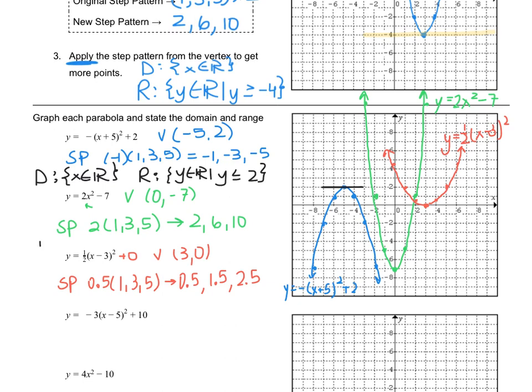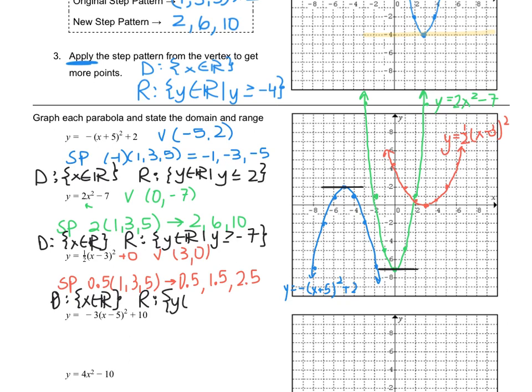For the green one, the domain is also x is an element of all real numbers. And for the range, if we look at our graph, everything is above -7. So y has to be greater than or equal to -7. And finally, for the red one, the domain is x is an element of all real numbers. And the range, my vertex is right on the x-axis, so y just has to be greater than or equal to 0. And there we are.